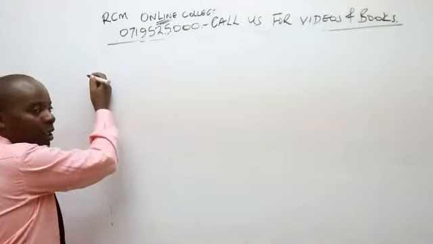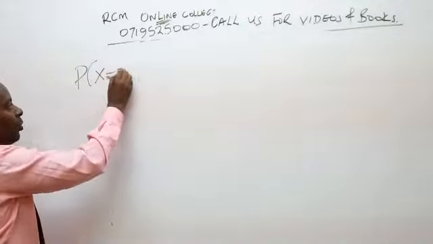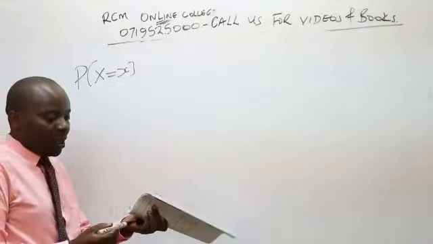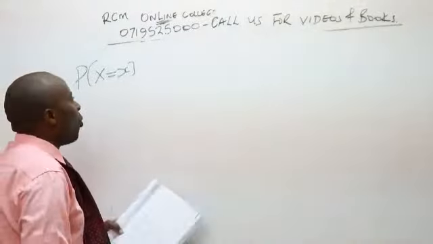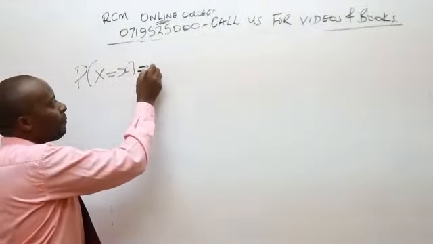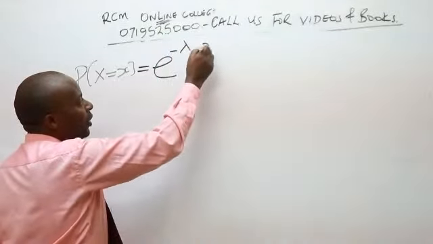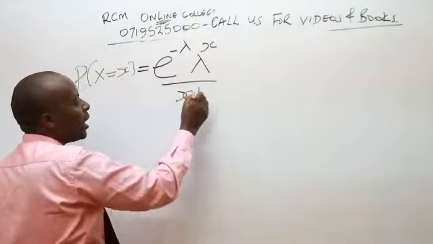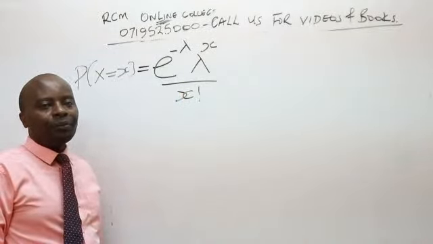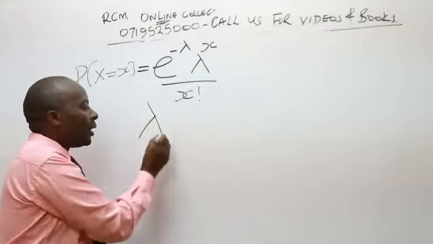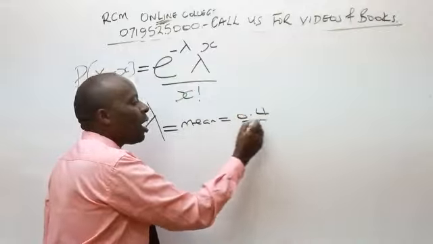And if it's a Poisson distribution, then the very first thing we need to do is to jot down the formula. Probability of x being equal to x will be, if it's Poisson, remember, e raised to negative lambda, lambda raised to x, all over x factorial. Remember that this lambda is our mean, which has been given to us in the question.